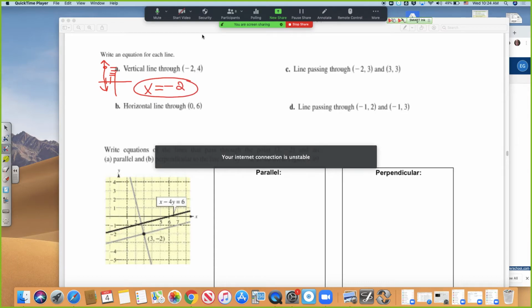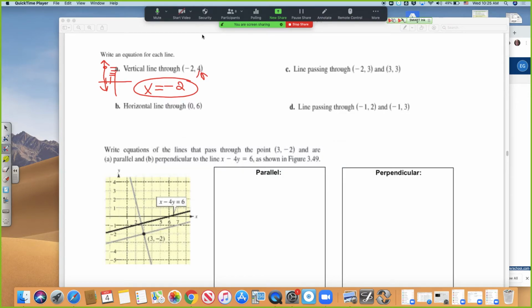This equation is x equals -2. You don't actually have to worry about the 4 at all. The 4 is not even needed other than I use that point to help me visualize what it looks like. No matter what y is, x is always equal to -2. That's why the equation is x equals -2.